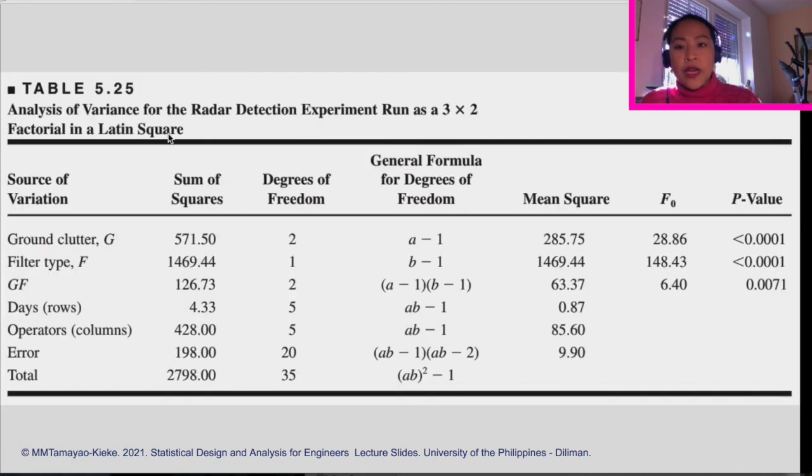Okay, now if we summarize the values for the sum of squares, the degrees of freedom, and the mean square, as well as the F and P values for the different sources of variation in the ANOVA table, it will look like this. This table just includes the general formula for degrees of freedom for the sources of variation. So the sources of variation include your main effects, your interaction, and then you have your blocks, which are days and operators for this example.